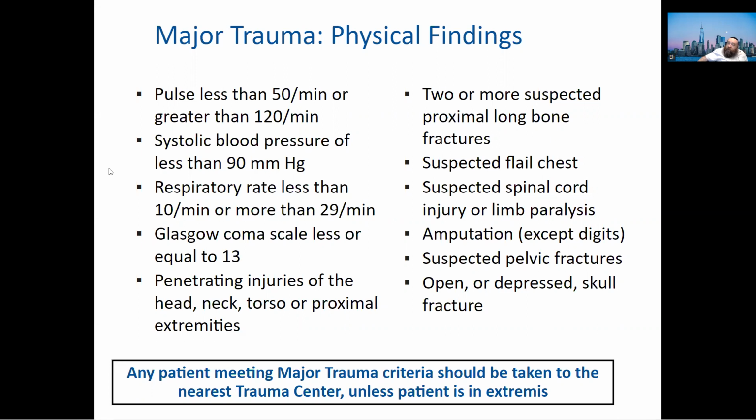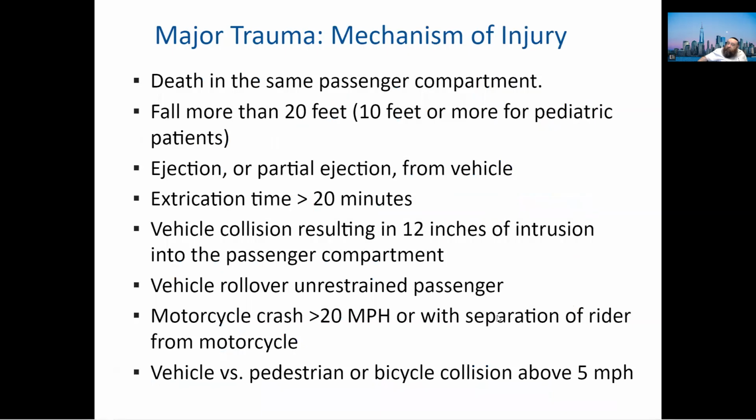If you just look, systolic less than 90, so we know what that means. That means they're possibly in decompensated shock. Okay, GCS less than or equal to 13. So if they lost 2 points on their GCS from 15 to 13, that makes them critical, and all these other things. You don't need to learn these. Fall of 20 feet or more, this is a good thing to remember. All right, so anybody that fell 20 feet or more, okay, is critical.